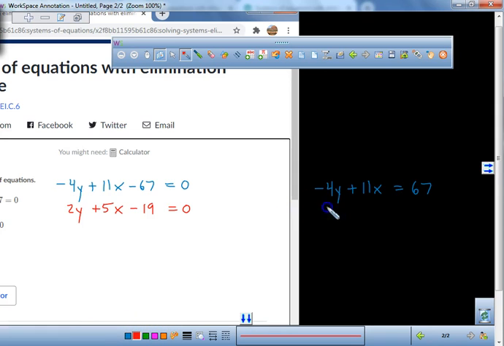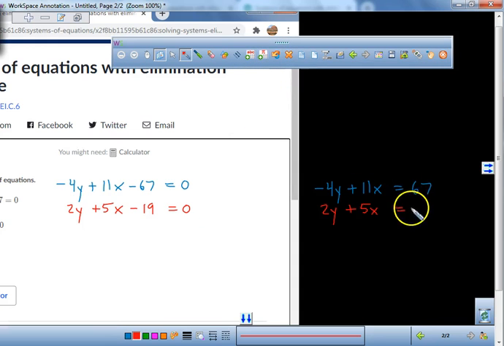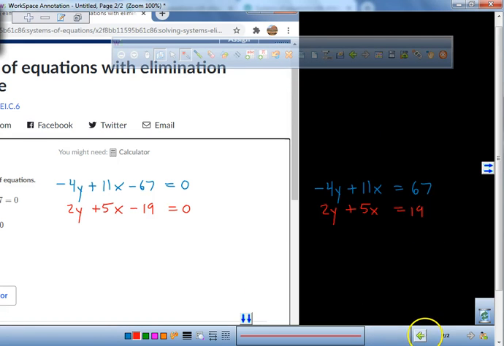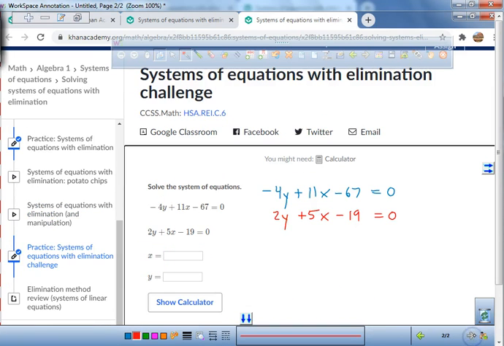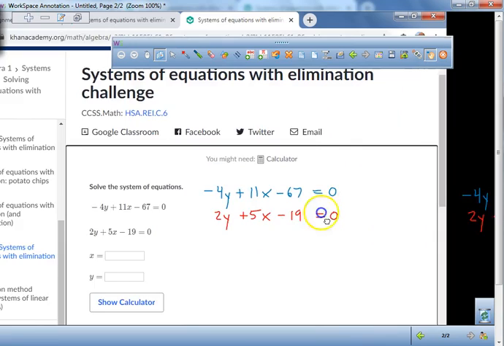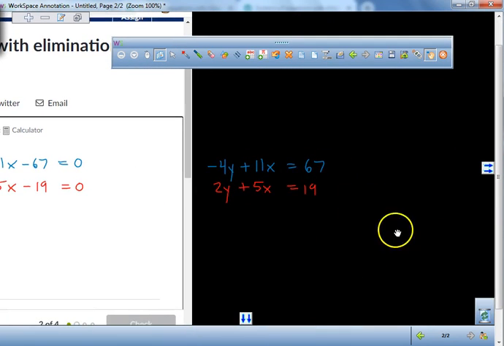Using the same concept for the red equation, what am I going to do with the negative 19? I'm going to move it across, and what's going to happen to it? Boom. So could you please write that in your journal? Now, if you take a look, this one was easy because when we added those together, everything eliminated. But this one's more difficult because when we add these together right here, does anything eliminate when we add those together?